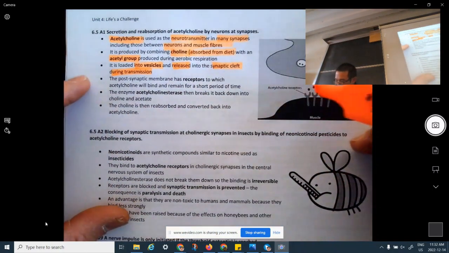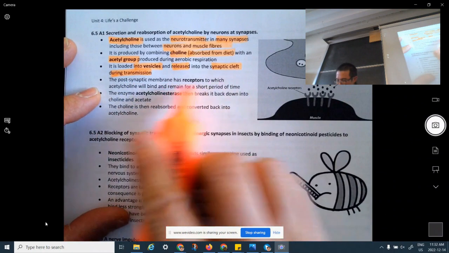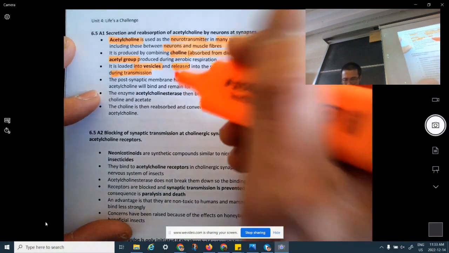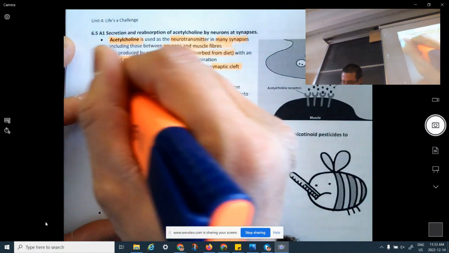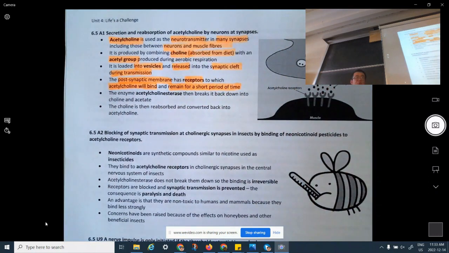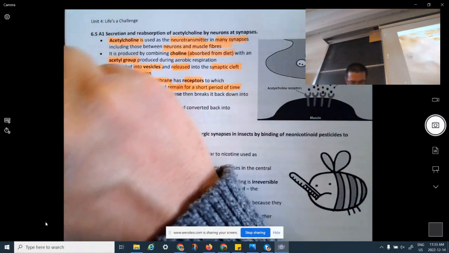So all these are in the synaptic cleft. The postsynaptic membrane has receptors which acetylcholine will bind to and remain for a short period of time. These receptors, as well as the neurotransmitter, are highly selective, or specific. I think it's specific. Selective is for membrane. Specific.